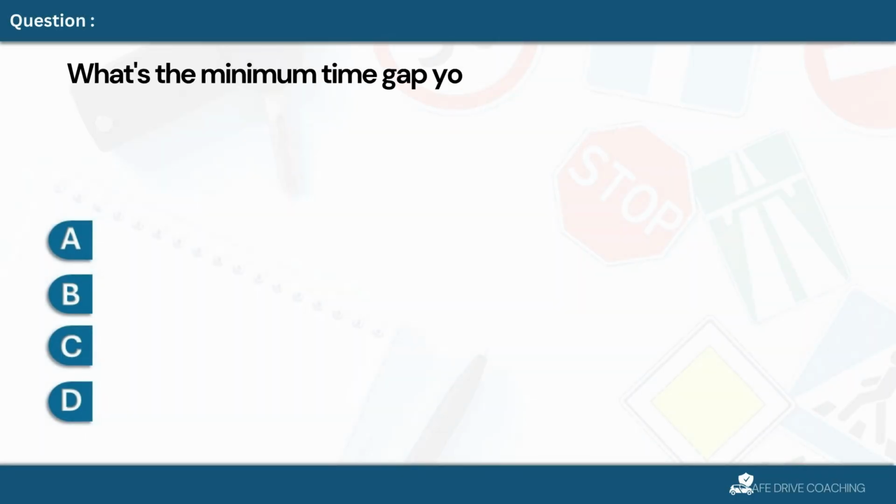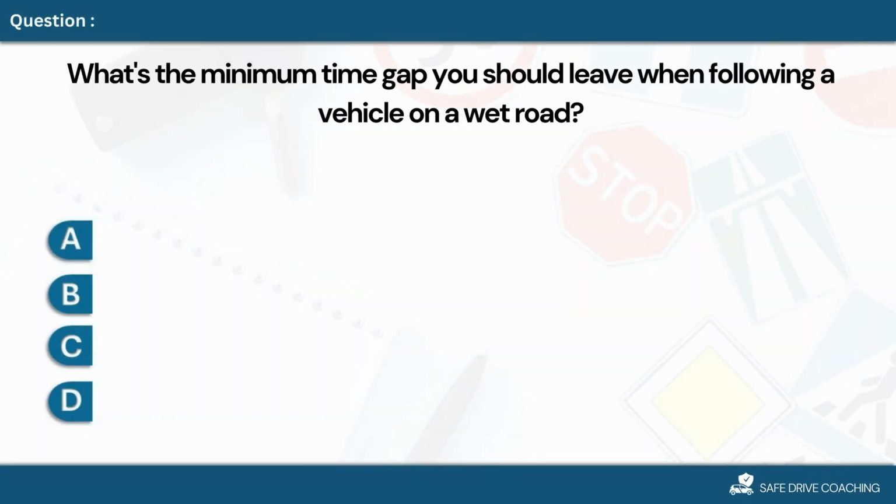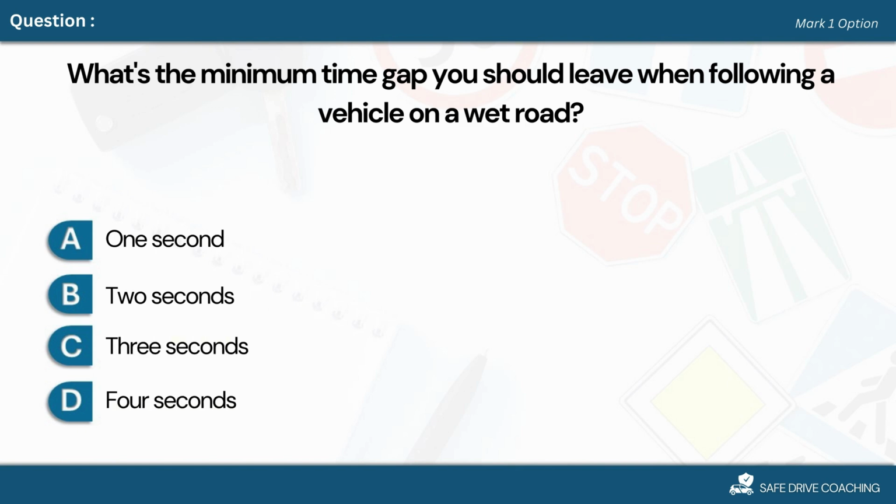What's the minimum time gap you should leave when following a vehicle on a wet road? A. 1 second. B. 2 seconds. C. 3 seconds. D. 4 seconds.